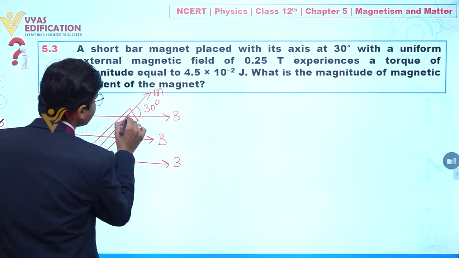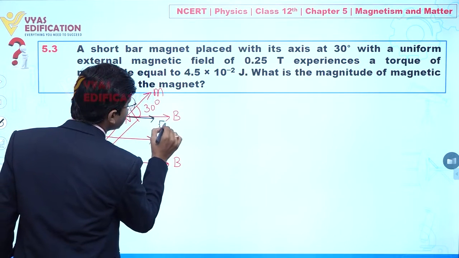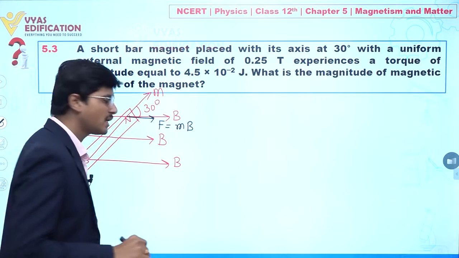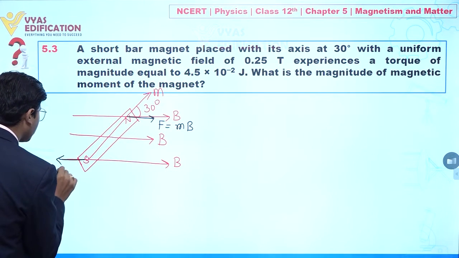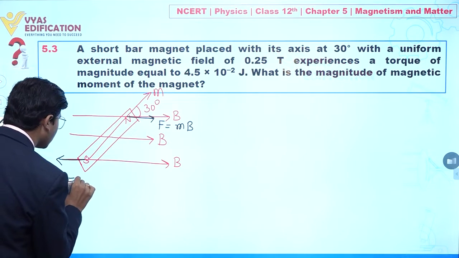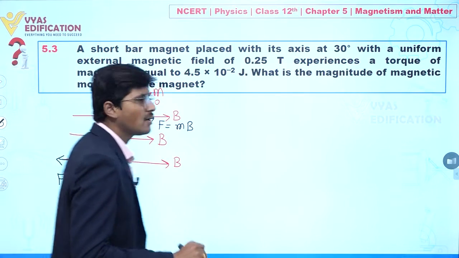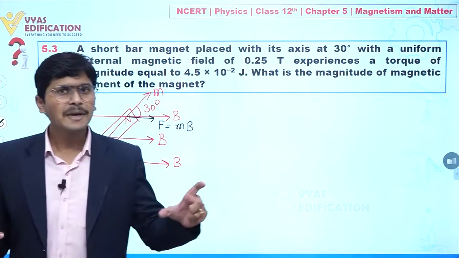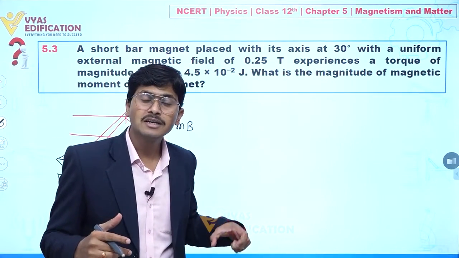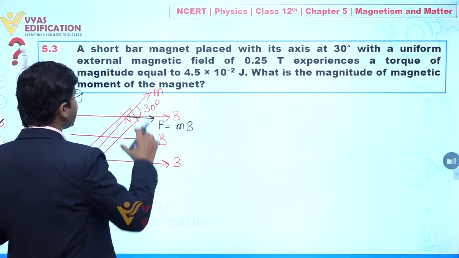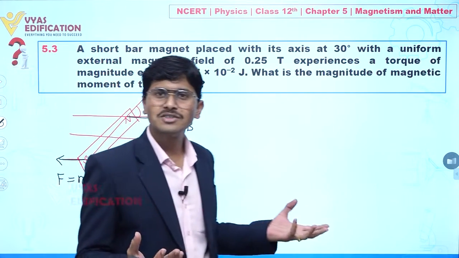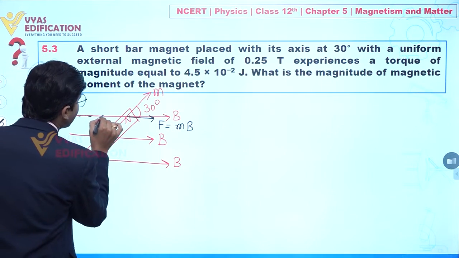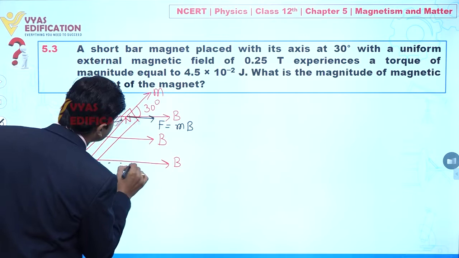In this direction, we can say the magnetic force F equals mB. This will act in this direction, the right direction, and a force will act in the opposite direction, which is also equal to mB. Both forces have the same magnitude but opposite direction. So the net force acting on this magnet is 0. But what about torque? These forces do not have the same line of action, so definitely torque will act here.